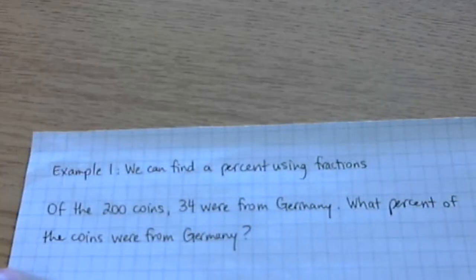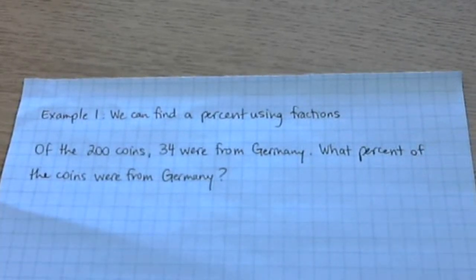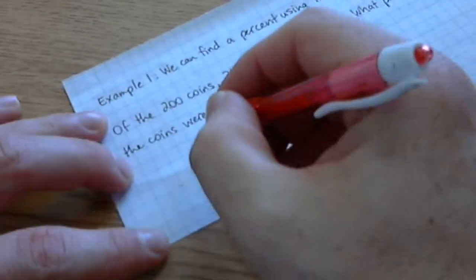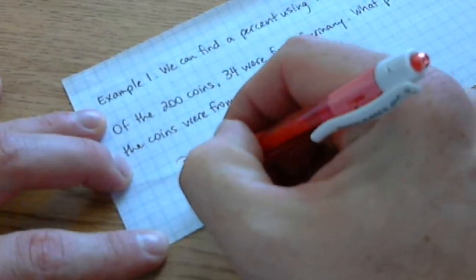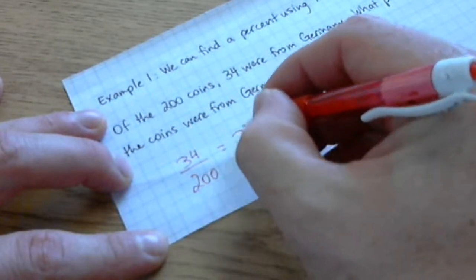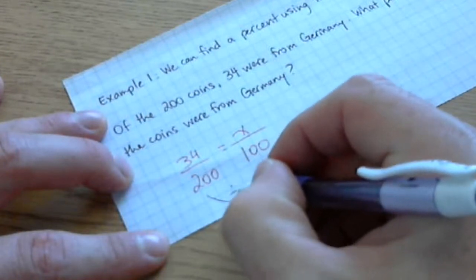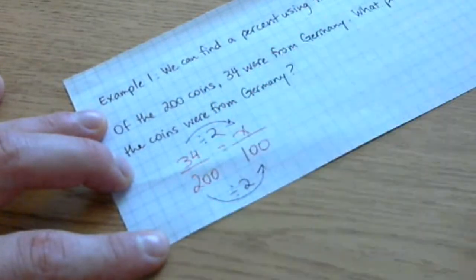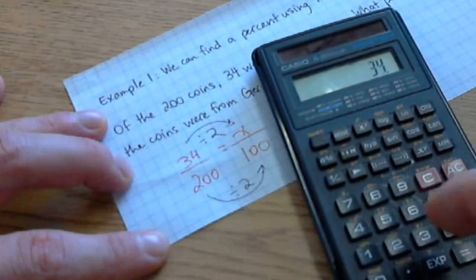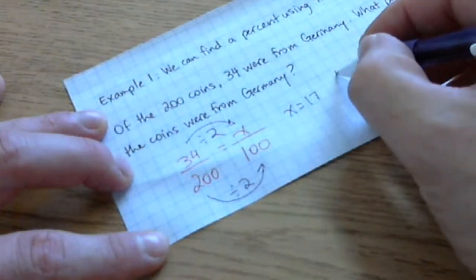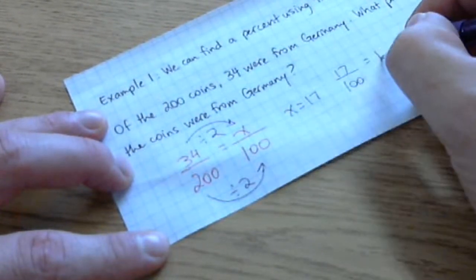Simple enough. So let's go over some more examples of this stuff. We can find percent using fractions. Of the 200 coins, 34 are from Germany. And what percent of the coins are from Germany? Same sort of thing. 34 out of the 200 are German, which means I need to know some number out of 100. And I use my scale factor again, which is divide by 2. Same thing over here, divide by 2. 34 divided by 2 equals 17. So we say that 17 out of 100 are German, which is 17%.